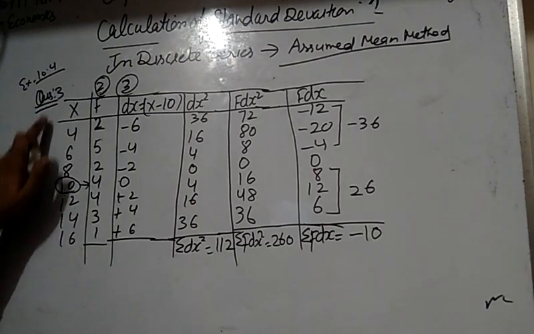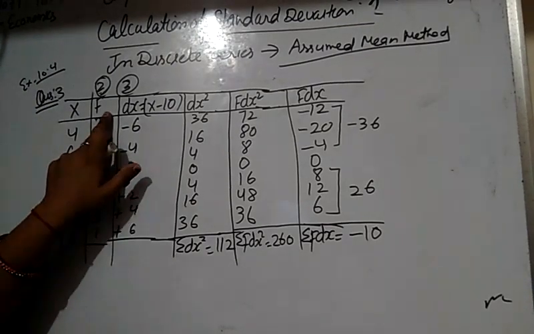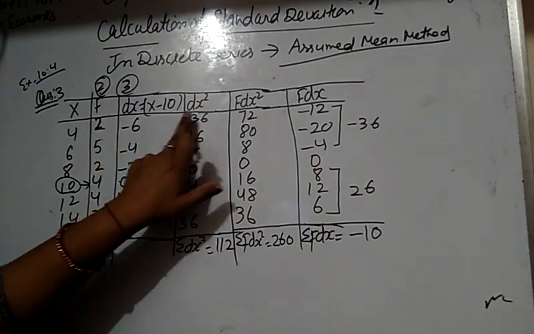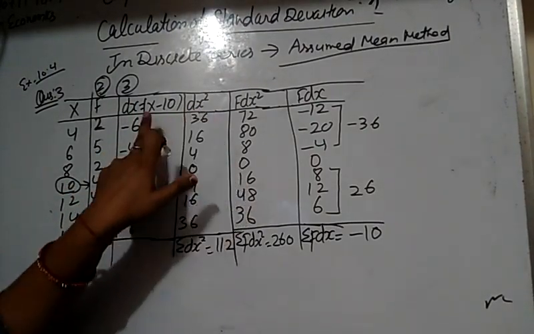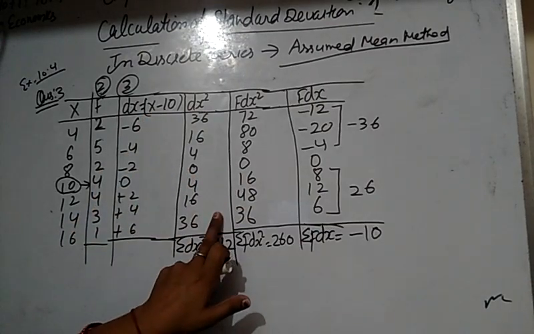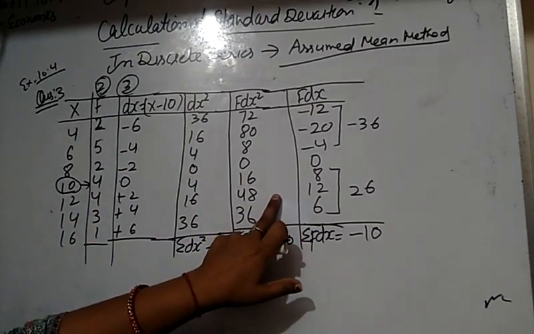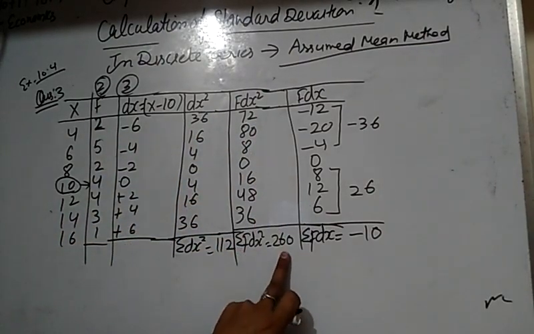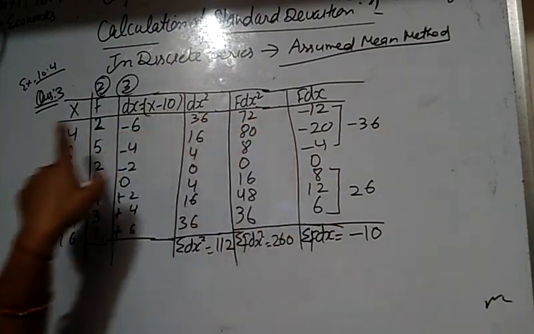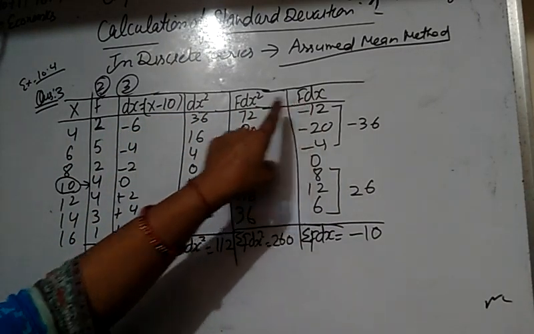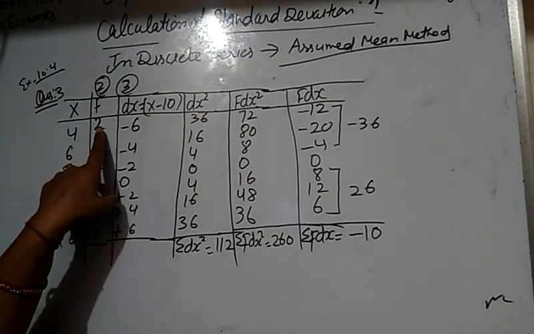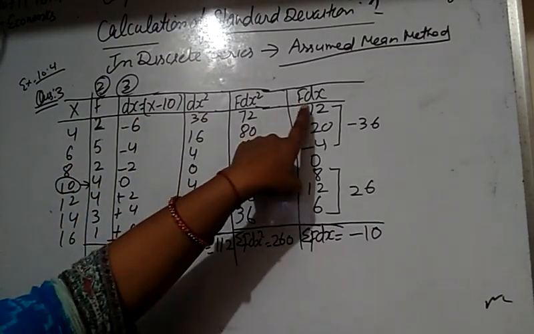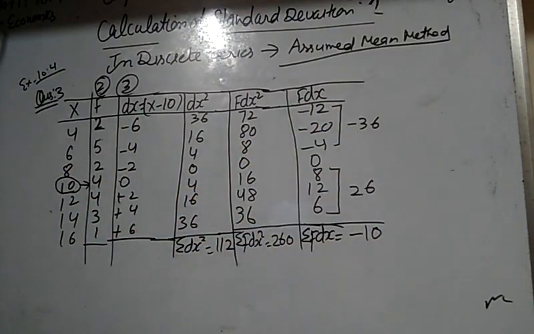Okay students. First we write the variables x, frequency, dx is equal to x minus assumed mean. Assumed mean is 10. Now we do the square of dx, which is in the fourth column. In the fifth column we multiply dx square into f, and after that we do the total of this. In the last column, we multiply dx, the third column, with f, the second column, to get f dx. So these are the values.